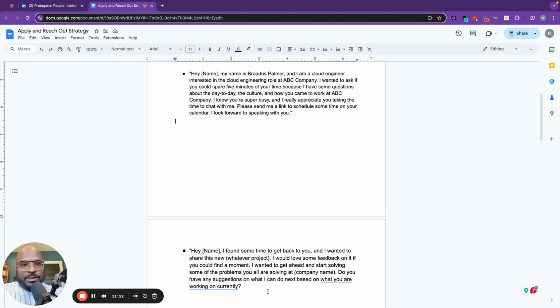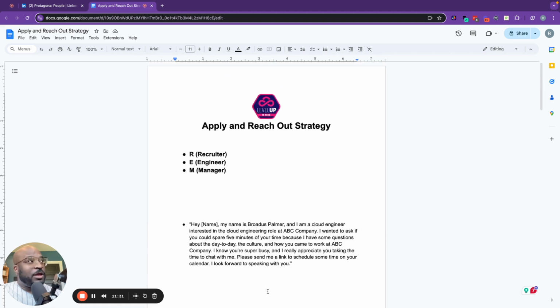Now, let's talk about scale. If we're talking about every role you're applying to, you're reaching out to 3 to 5 individuals, right? That are recruiters, engineers, and managers, right? So if we apply to 10 roles this week, this is 30 to 50 people in our inbox that we're having conversations with.